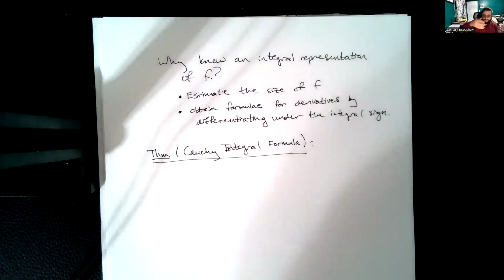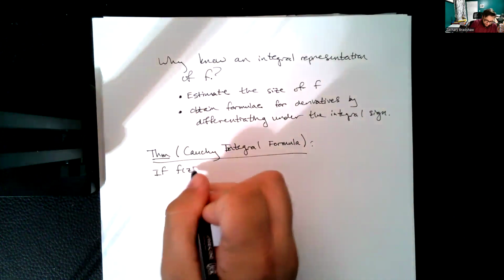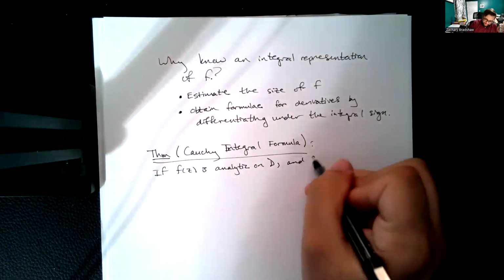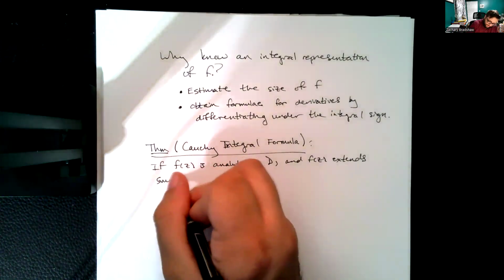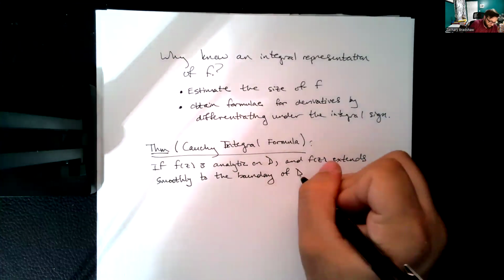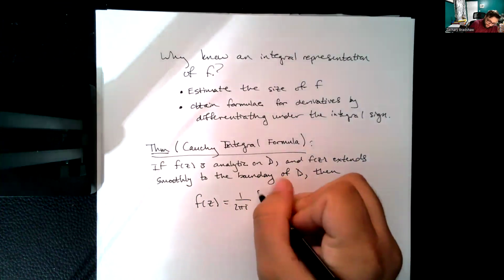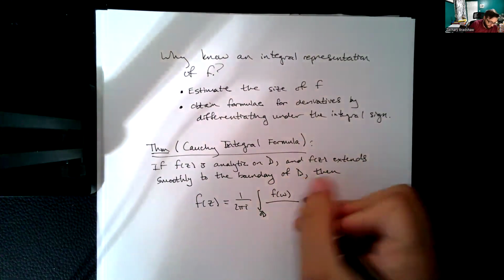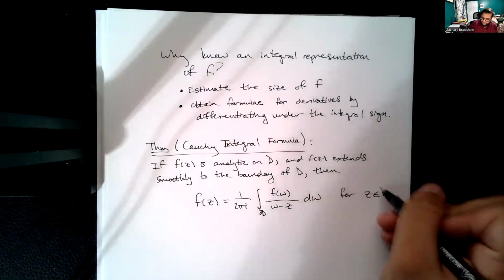So assume D is nice, right? Bounded domain, piecewise smooth boundary, and so on. If f is analytic on D and f of z extends smoothly to the boundary of D, then we have that f of z can be written as 1 over 2 pi i times the integral over the boundary of D of f of w over w minus z dw.